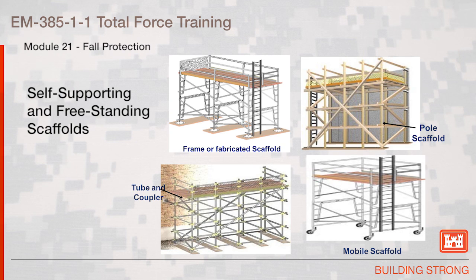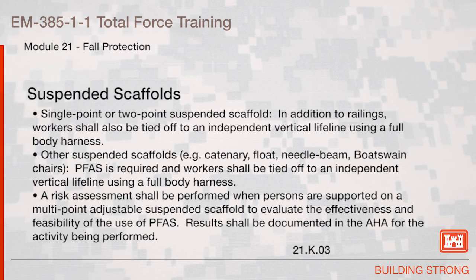Self-supported and freestanding scaffolds. This slide illustrates the common types of scaffolds that may be encountered on a construction site. Fabricated or frame scaffold, a mobile scaffold, a pole scaffold, typically constructed out of wood, or a tube and coupler scaffold. Suspended scaffolds, single point or 2-point suspended scaffold.